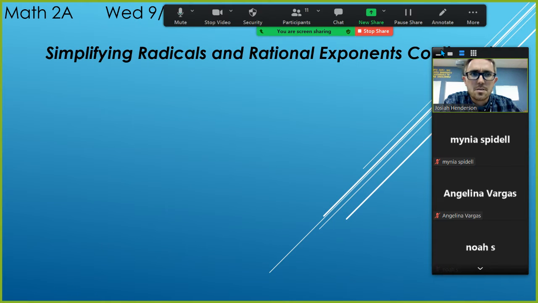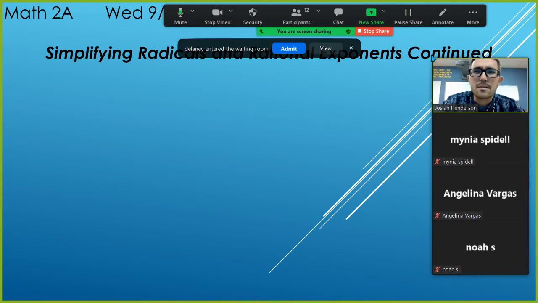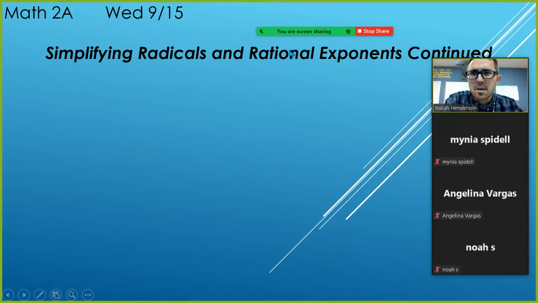Pencils, calculators. I've got 10 or 11 example problems. So it's technically not anything new, but a few of them we haven't tried problems like this yet. So I guess it is new, but it's still the same overall topic: simplifying radicals and then rational exponents.